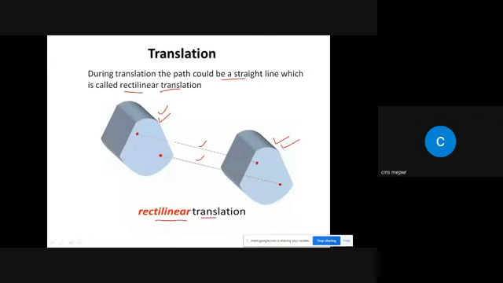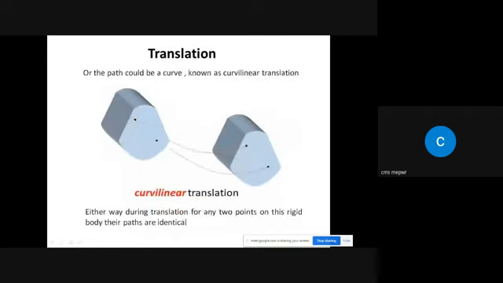But if the particle moves from one place to another new place, and the path that it follows is along some curve, let's say this, and then we have this one, right? If this object moves from this place to a new position, and the path that the particle follows is a curved path, then the translation that we will have is known as curvilinear translation.